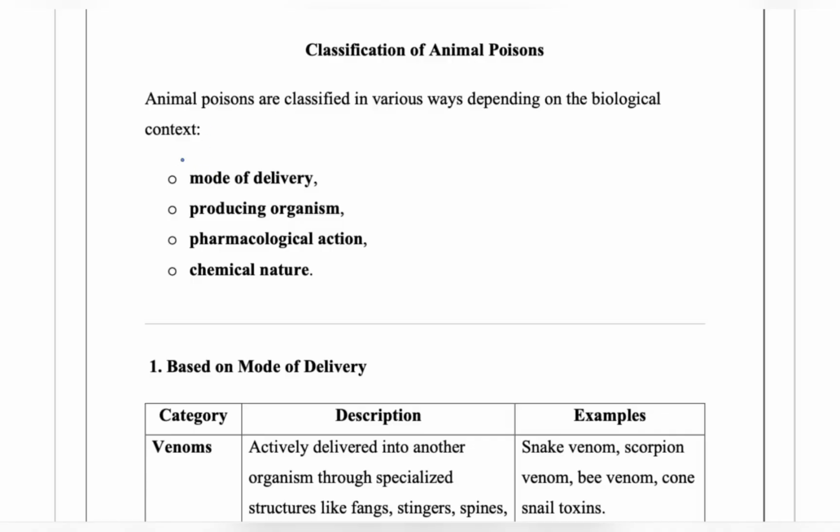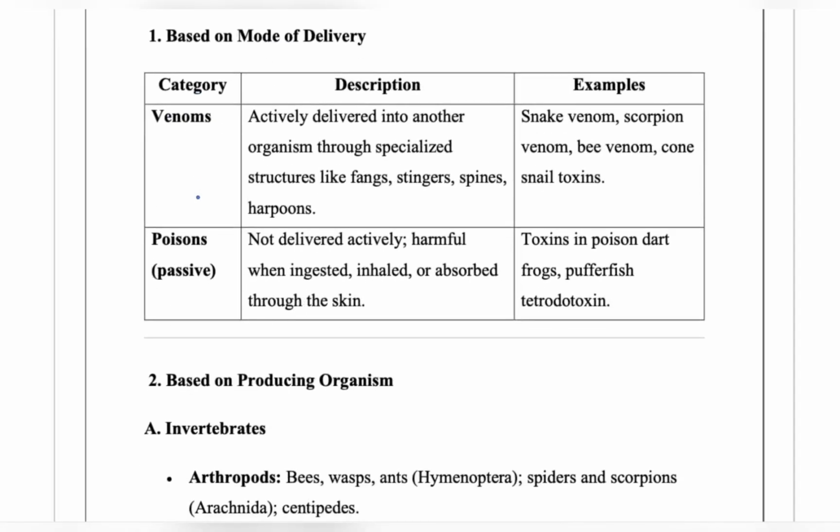So first of all, what is the mode of the delivery? That is the basis of the classification. Then the second basis is the producing organism, what type of organism you are talking about. Then the pharmacological action, how the poison is actually working, and finally the chemical nature. So first of all, based on the mode of the delivery, there are two categories.